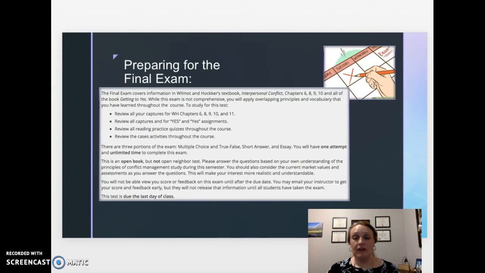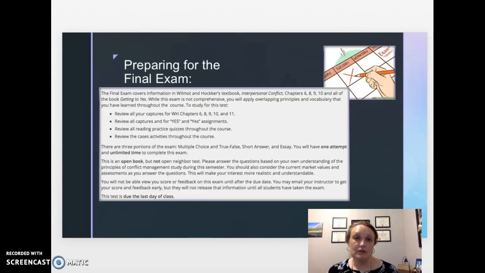Now, the final is not going to be as difficult as the midterm. I know the midterm for many of you was not an easy test, but this is just focusing on week 9 up to week 13, or week 9 forward. Let's put it that way. So this has a list of exactly what you should focus on. It's going to basically be all of the Getting to Yes assignments, and then the chapters 6, 8, 9, 10, and 11 before that. And then your practice quizzes, review your captures, all of the activities that you've done.